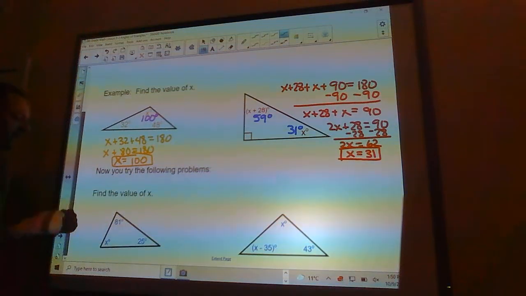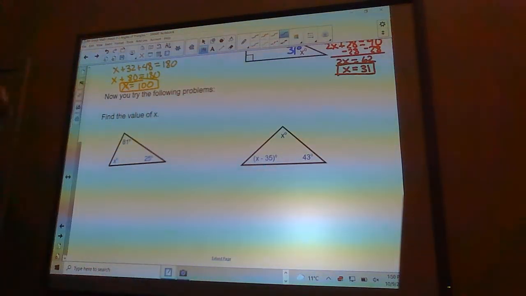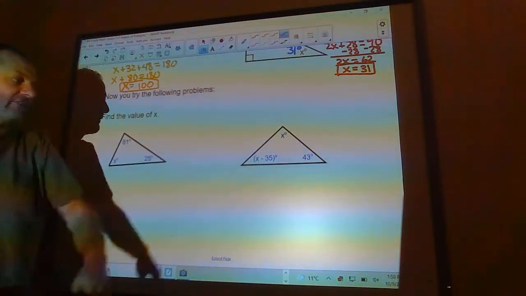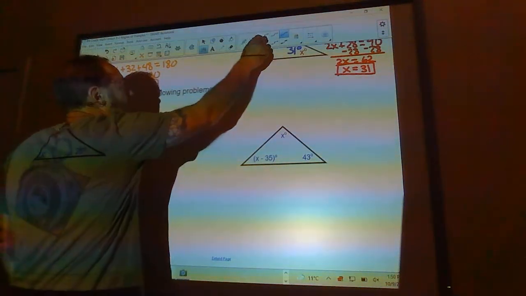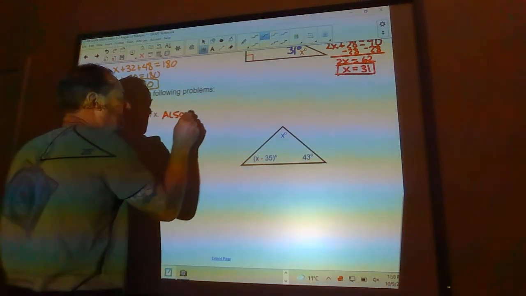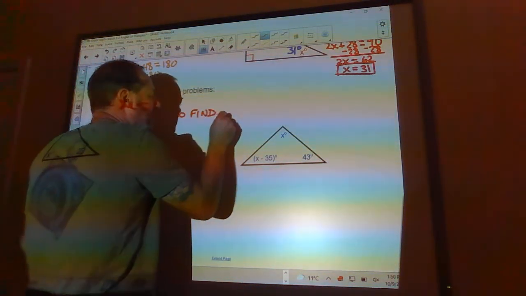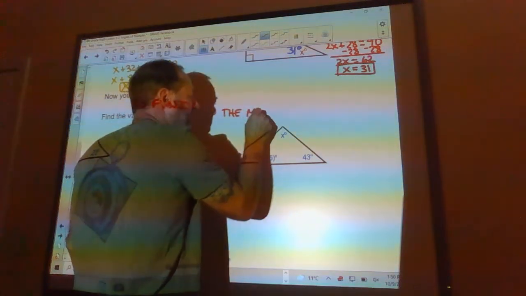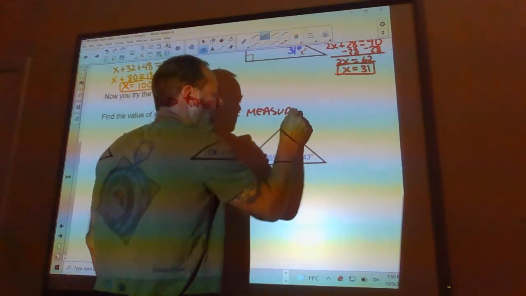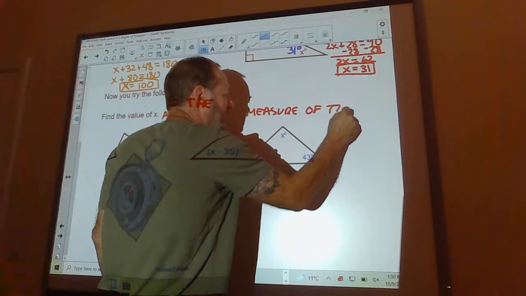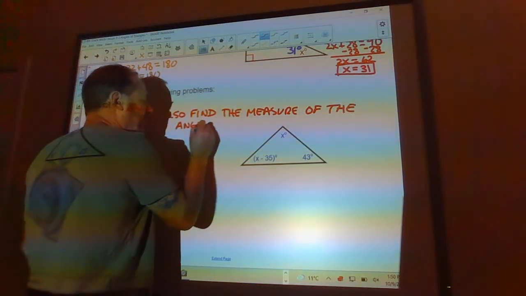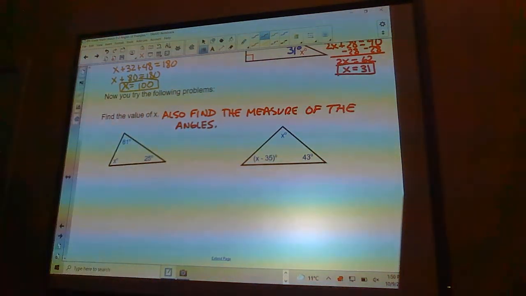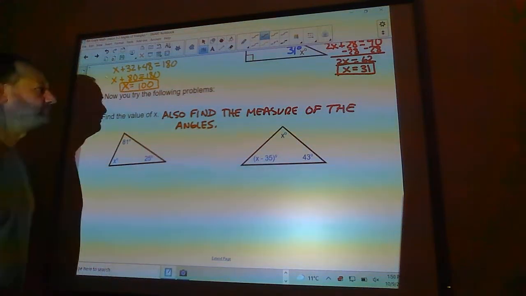Okay, so here's a couple that I want you to do. So pause the video right here, find the value of x in both of these. In fact, you know what? Go ahead, not only find the value of x, also find the measure of the angles. Because that's usually why you find x anyway, is so you can find the angles. All right, so pause the video here and solve these, and then jump back on and check and see if you're right.